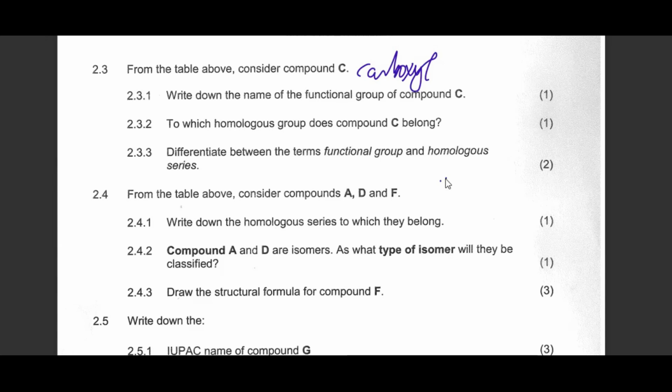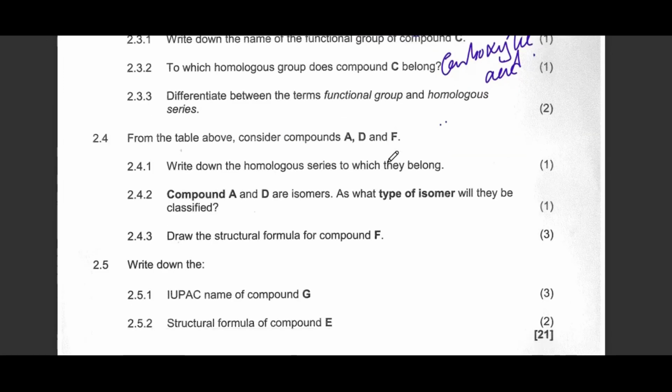And then they're saying, to which homologous series does compound C belong? We have seen that it is a carboxylic acid. The functional group is a carboxyl group, but the homologous series is a carboxylic acid. Then they are saying to differentiate between the functional group and a homologous series.